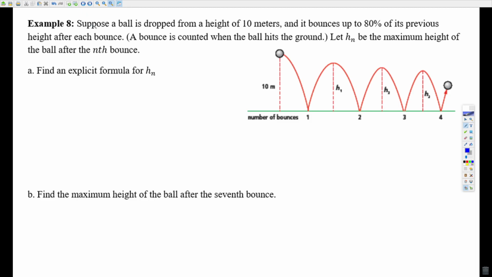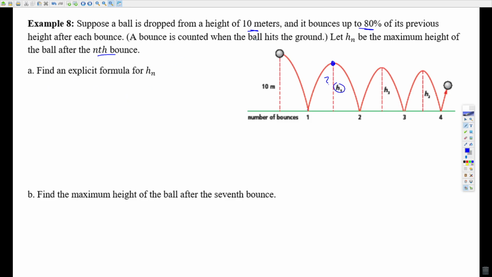It says, suppose a ball is dropped from a height of 10 meters and it bounces up to 80% of its previous height after each bounce. A bounce is counted when the ball hits the ground. Let h sub n be the maximum height of the ball after the nth bounce. So this was kind of weird, especially with this picture here. Even though they said it gets dropped at a height of 10 meters, that's not your h sub 1. In the picture here, it's measuring your h sub 1 after the first bounce. So you have the first bounce, and this height that it reaches here, which we don't know, is our h sub 1. So we've got to find out what that is first.